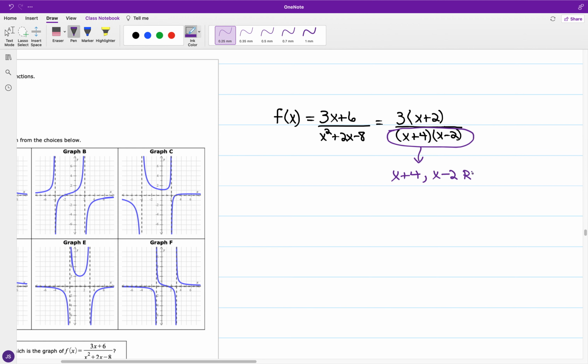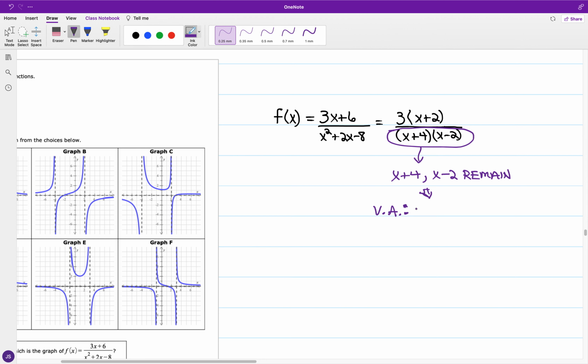And since you don't have any cancellation of denominator factors, you're not going to have a hole in the graph of this particular function. So that means that both of these factors will have their zeros convert to vertical asymptotes. And so for the vertical asymptotes, with x plus 4 we have x is equal to -4, and from setting x minus 2 to 0, we have x is equal to 2.